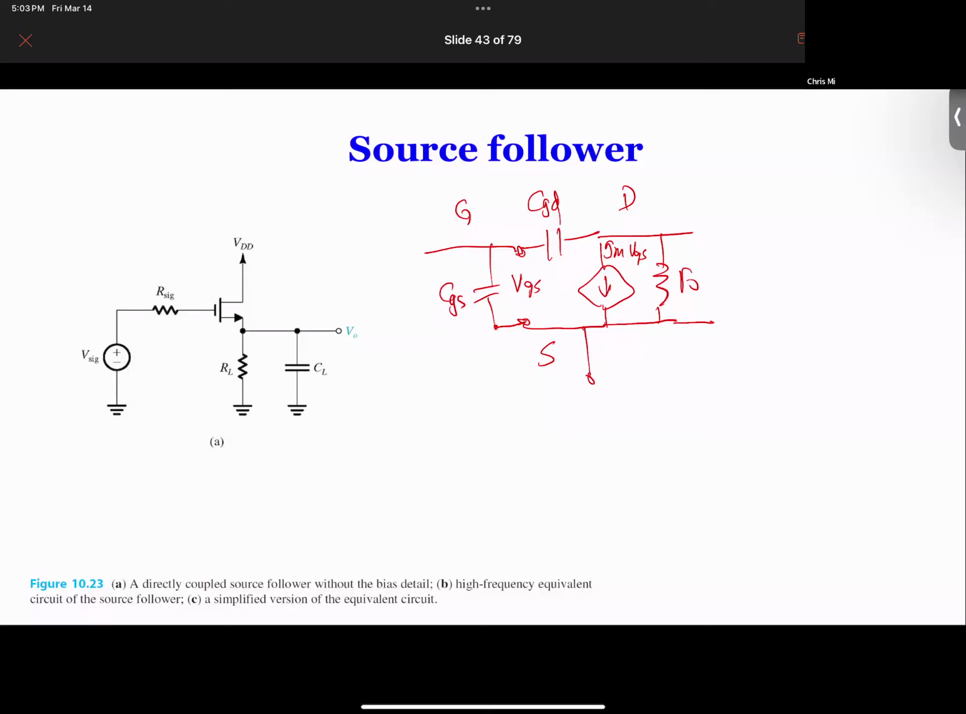The next step is to connect all the external components. Let's connect the input first. At the input we have RSIG and the signal source. Next we need to connect the drain. If you look at the drain, in this case the small signal for the drain is ground. That's why we call it a common drain. So the drain is actually ground, and we ground that.